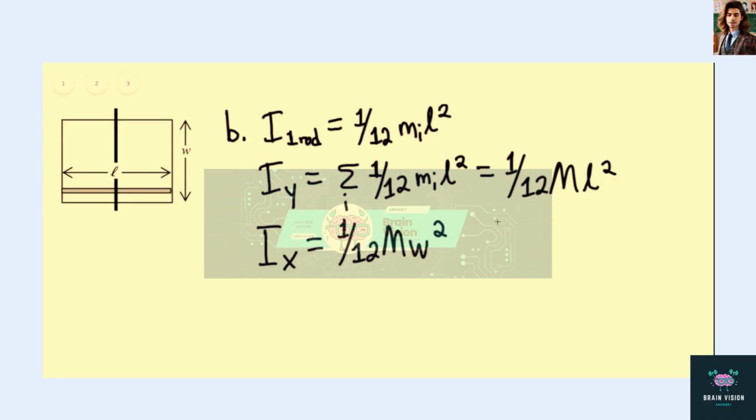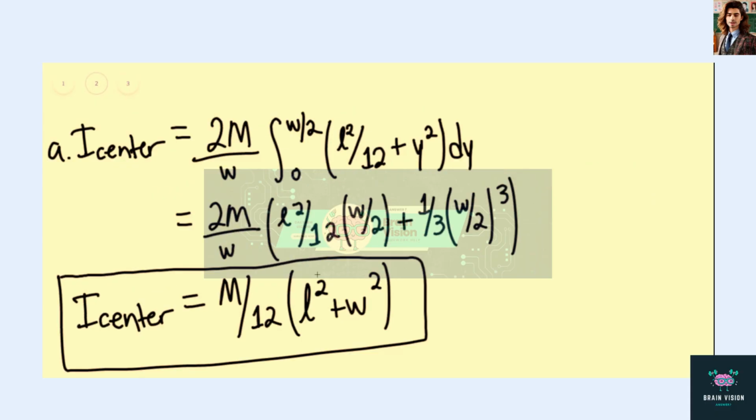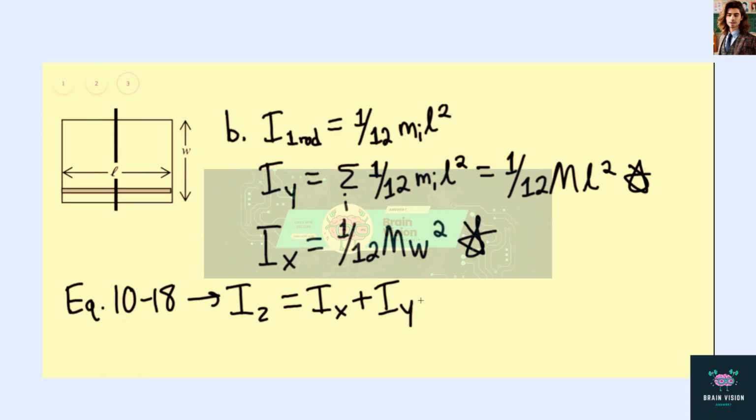So this combined with this is essentially proving equation 10.18, where the moment of inertia through the z-axis would be equaling the moment of inertia through the x plus the moment of inertia through the y. And that's essentially what we calculated here. That would be our answer for part B.